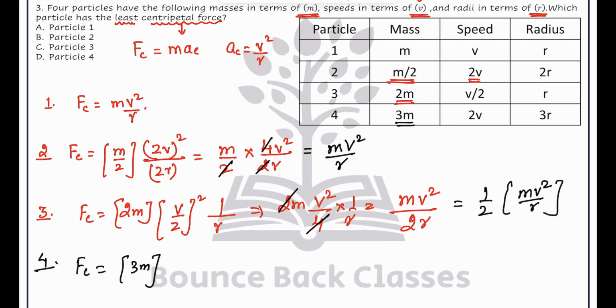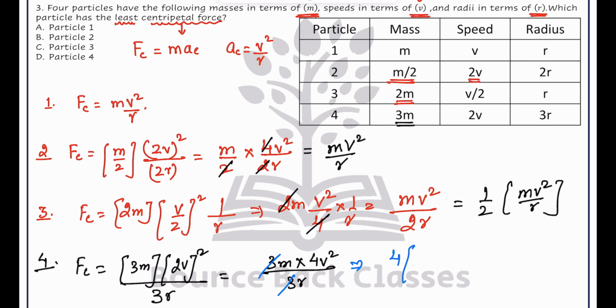3M multiplied by (2V) whole square divided by 3R. Then 3M multiplied by 4V square divided by 3R. Can I cancel 3 and 3? Yes, 3 and 3 cancel. So what we get is 4 times bracket MV square over R. Clear? So this is your first case, second, third, fourth.